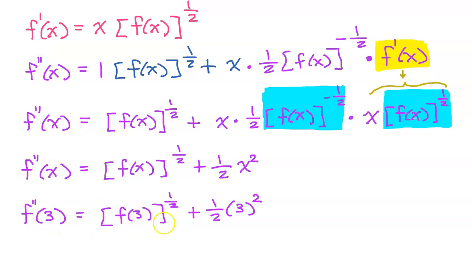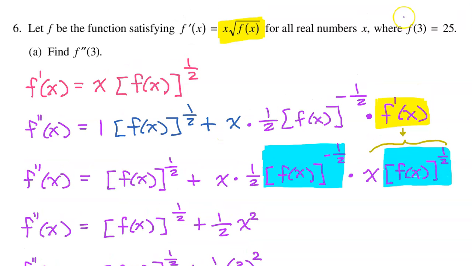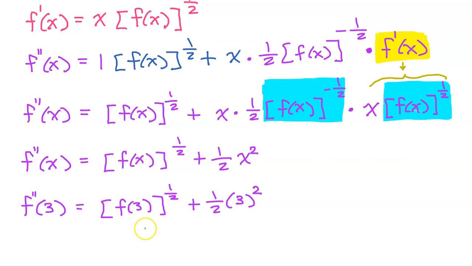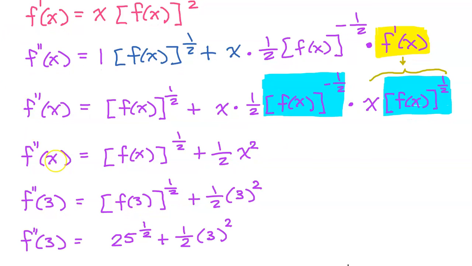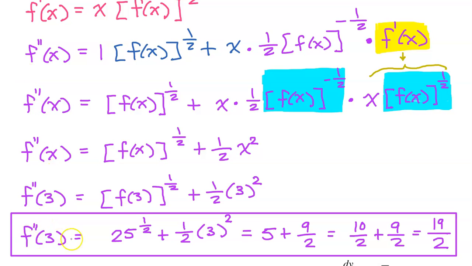Putting 3 in for x gives us this. But don't forget, we know that f at 3 is equal to 25. So let's go ahead and make that substitution. This is a perfectly acceptable answer, but it's pretty easy to simplify, so here you go. Ultimately, f double prime at 3 equals 19/2.